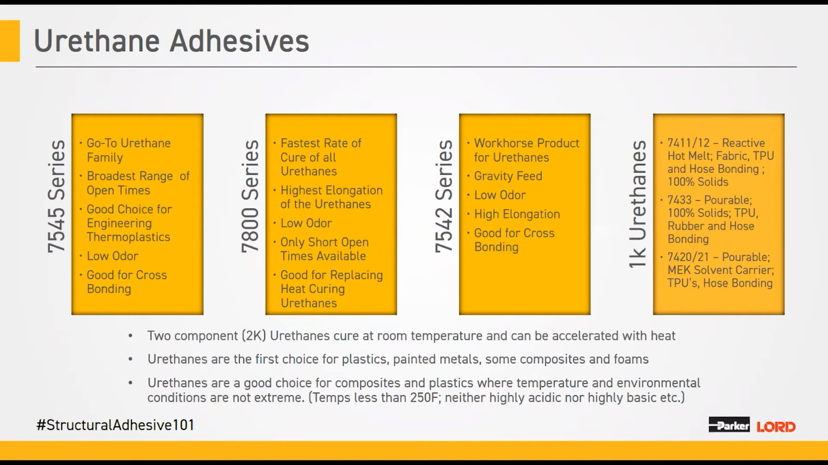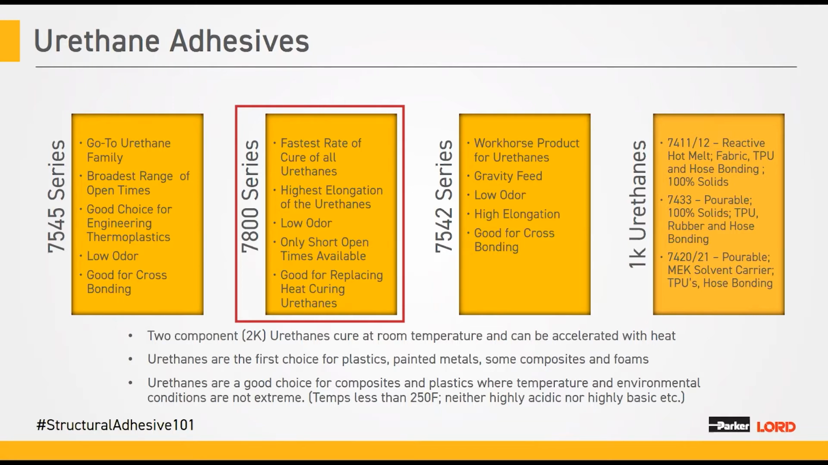Okay, I'd like to now turn to the urethane adhesives. Starting out again on the left-hand side of the slide, the 7545, this is kind of our go-to urethane family, has the broadest range of open times. It's a really good choice for engineering thermoplastics and composites. As like all the other urethanes, it has a very low odor, and it's good for cross-bonding these different materials together. The 7800 series, moving over, this has the fastest cure rate of all the urethanes.